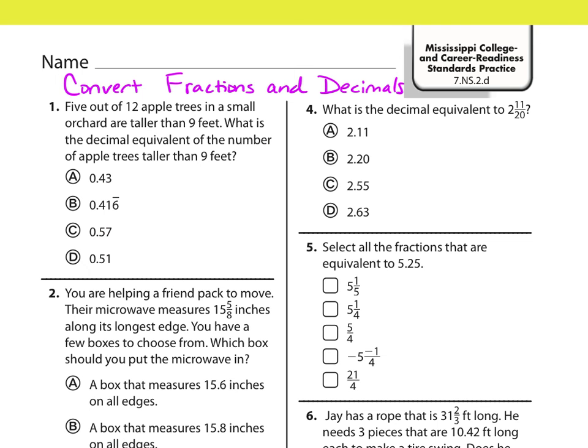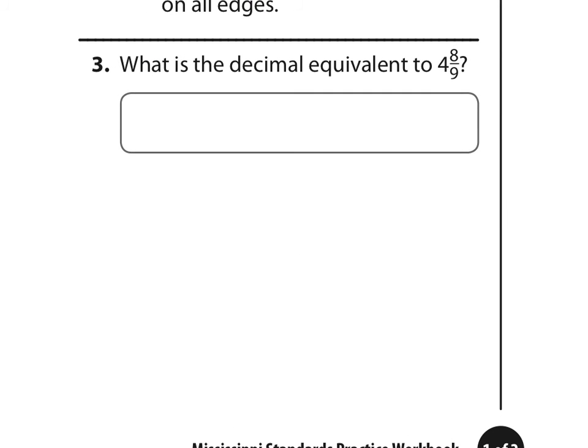The last standard in this lesson, 7.NS.2, is just about converting between fractions and decimals. So let's look at this problem number 3. We want to know what the decimal equivalent is to 4 and 8/9. So first of all, 4 is the number that's a whole number, so I can leave 4 in front of a decimal. And then 8/9, I can go to a calculator and say 8 divided by 9. And in my calculator, I get 0.88888, and it just keeps on going. So it is 0.8 repeating.